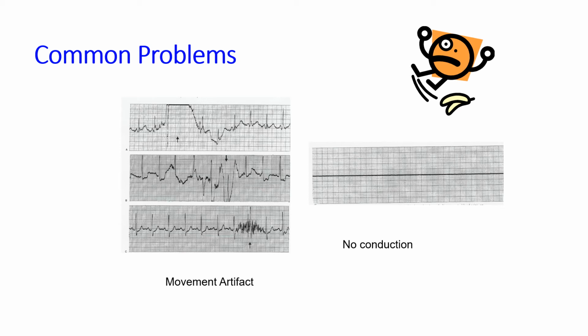And also to minimize this artifact, as I said before, try to put the electrodes in a less sensitive area. So don't put them on arms or shoulders, because those will usually be moved and any movement will show up as artifact.